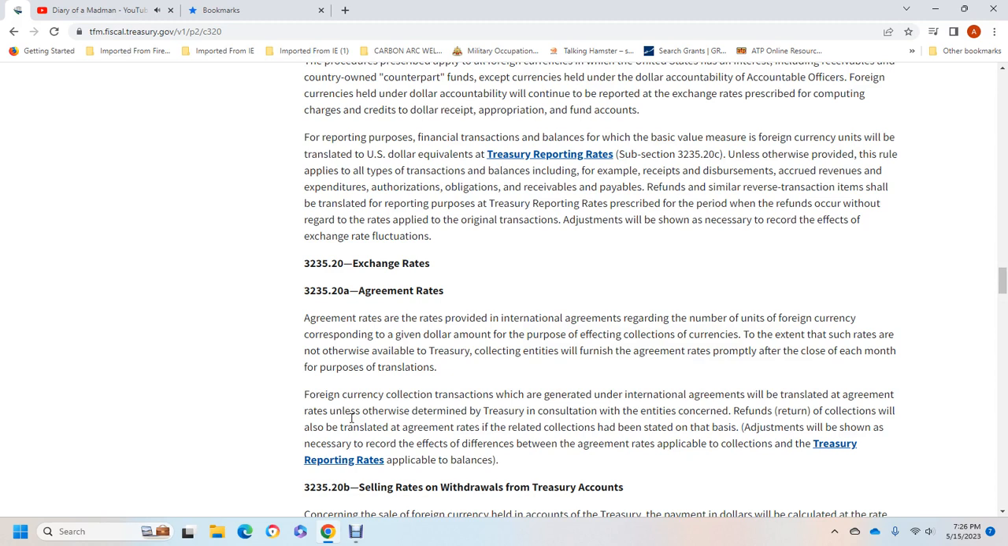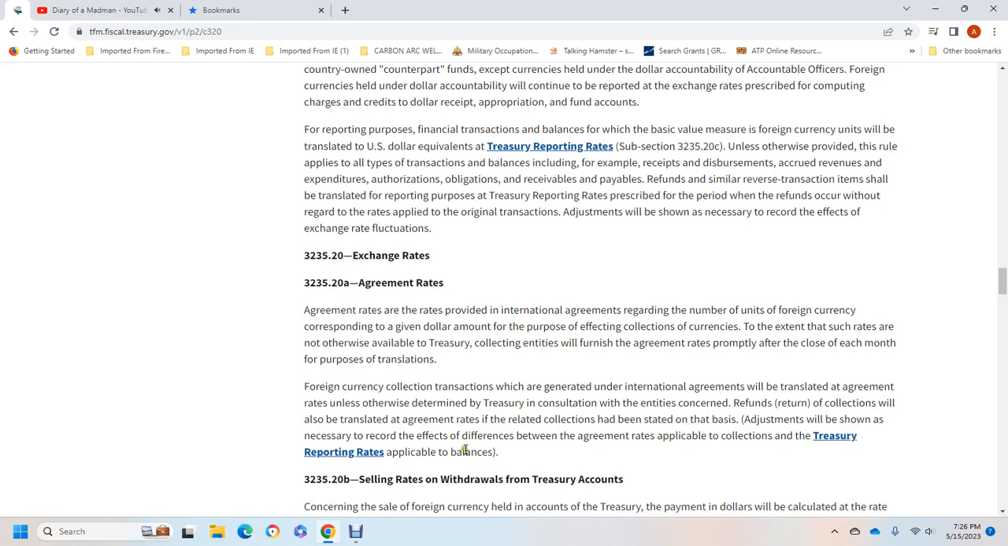For current foreign currency collection transactions generated under the international agreement, the translated agreement rates apply, unless otherwise directed by the Treasury. The cancellation, or a refund concerning the return of the collections, will be translated at the agreement rates for the date of the collection that has been stated on this basis. Adjustment will be shown as necessary to record the effect of the differences between the agreement rates applicable to the collection and the Treasury report rates applicable to the balances.